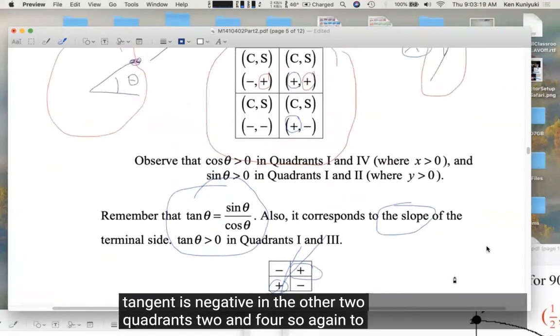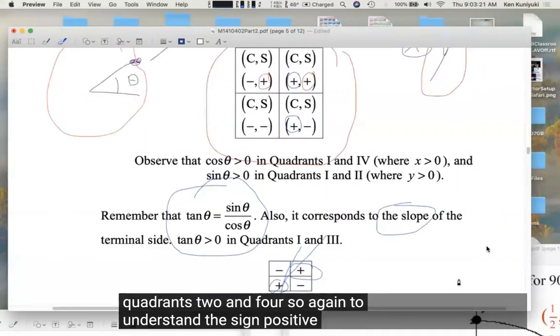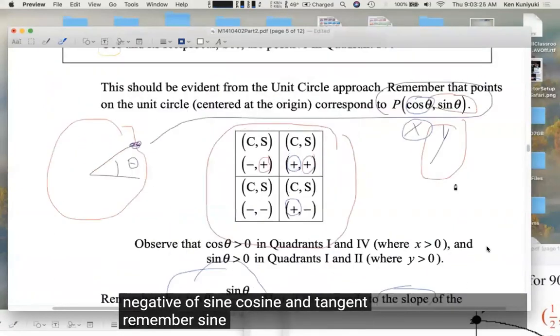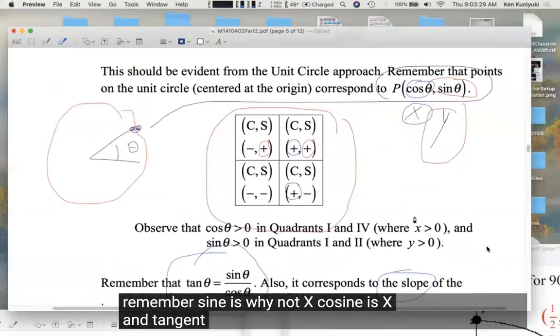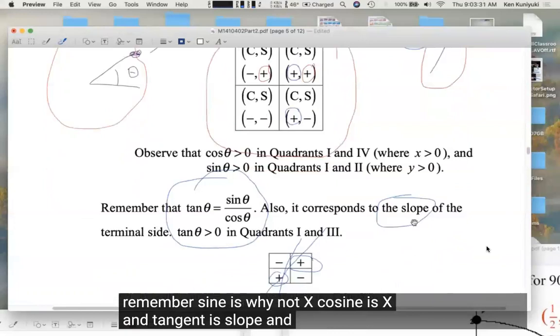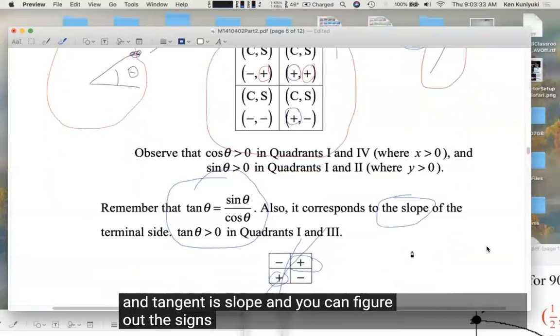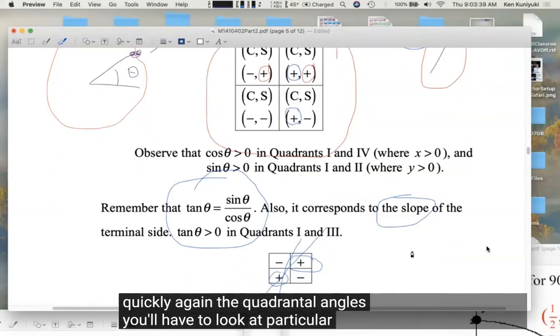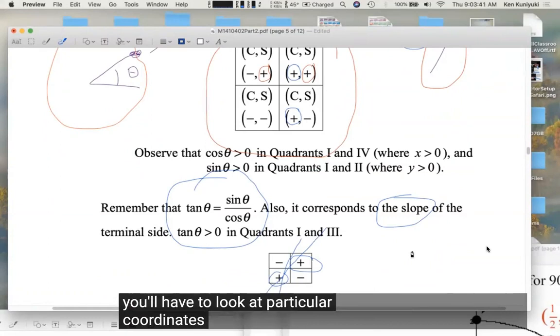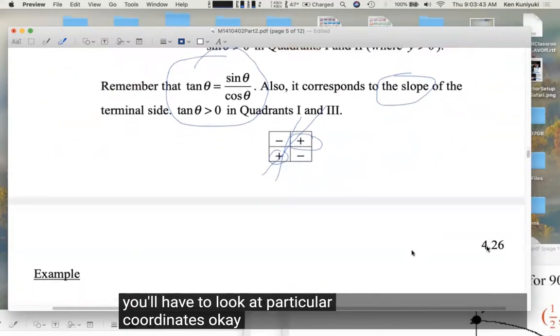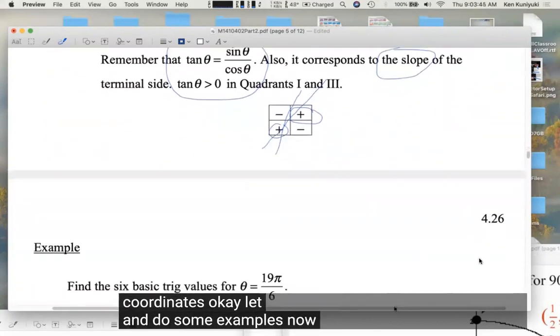So again, to understand the sign, positive versus negative, of sine, cosine, and tangent, remember, sine is y, not x, cosine is x, and tangent is slope. And you can figure out the signs, positive and negative, very quickly. Again, the quadrantal angles, you'll have to look at particular coordinates. Okay, let's go ahead and do some examples now.